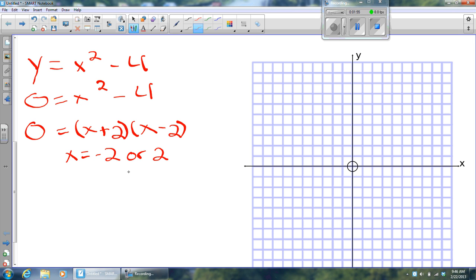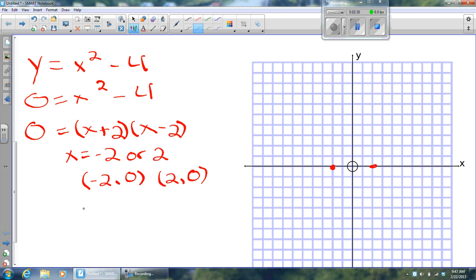Now these numbers are called roots. And when we graph these, the points that we're going to graph are negative 2, 0, and positive 2, 0. So we can plot those points right now. If we go over here, we have negative 2, 0, and positive 2, 0.